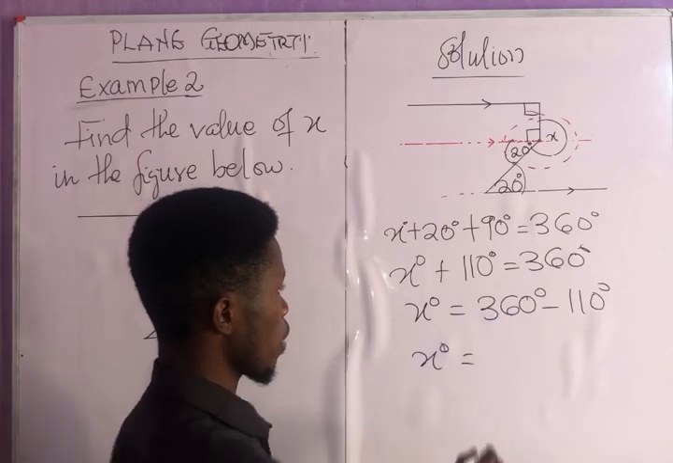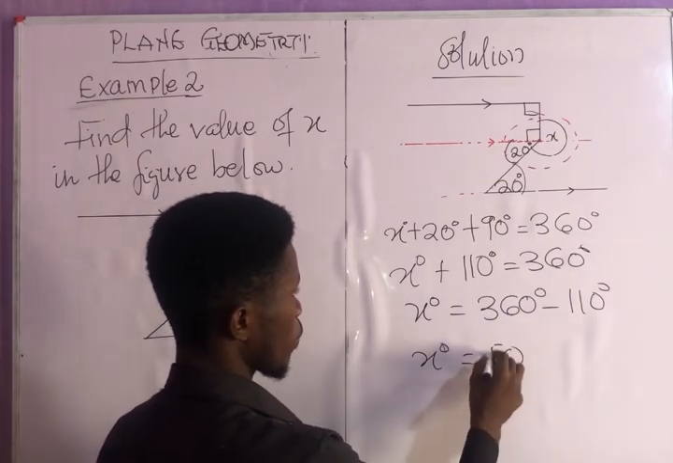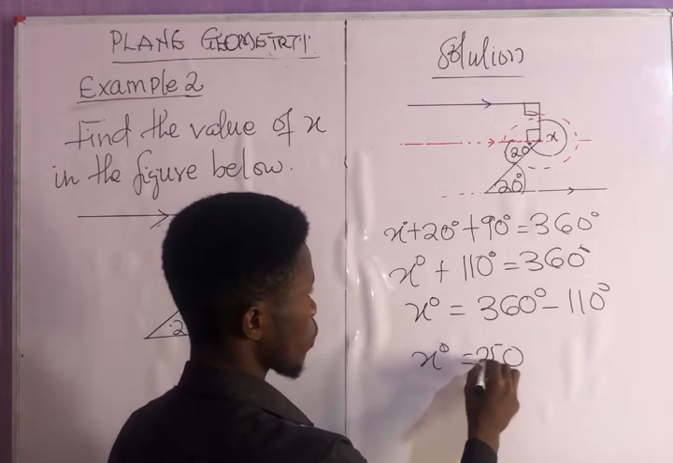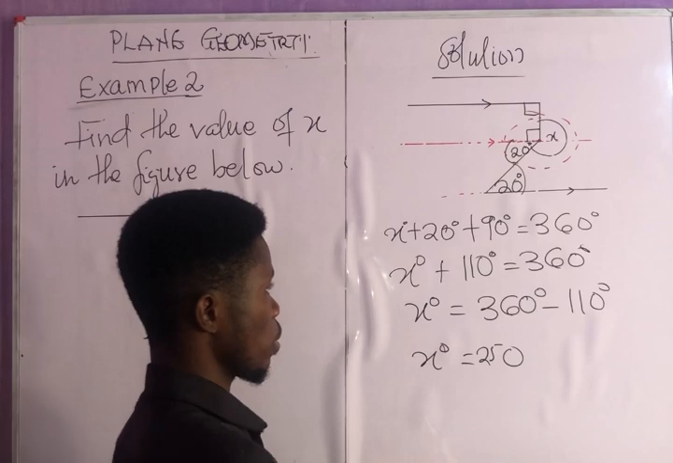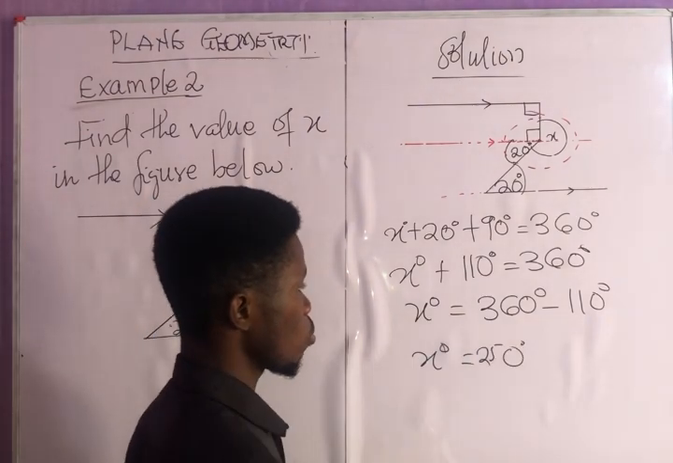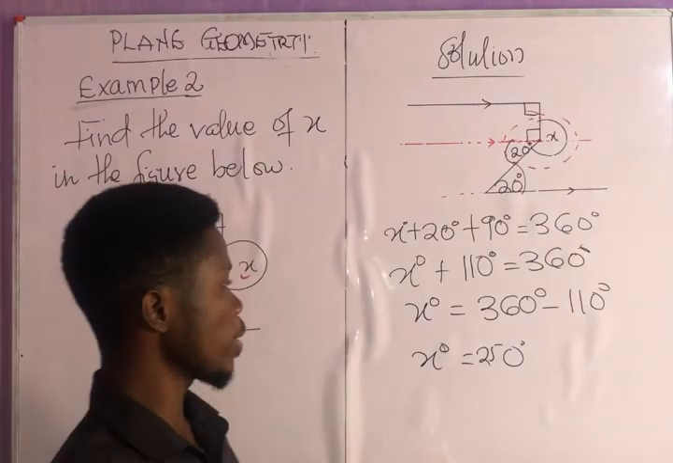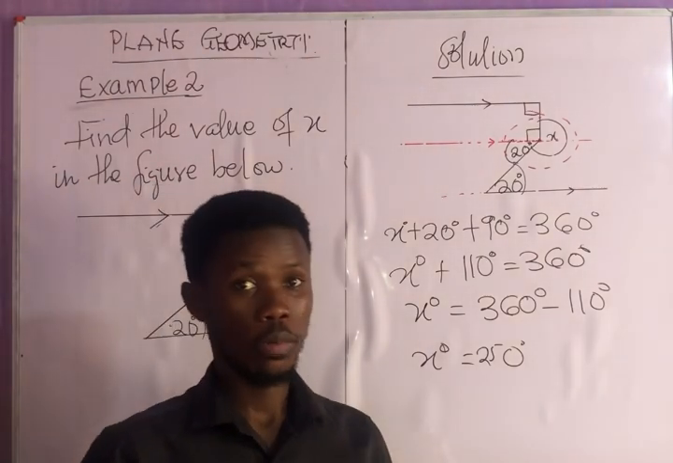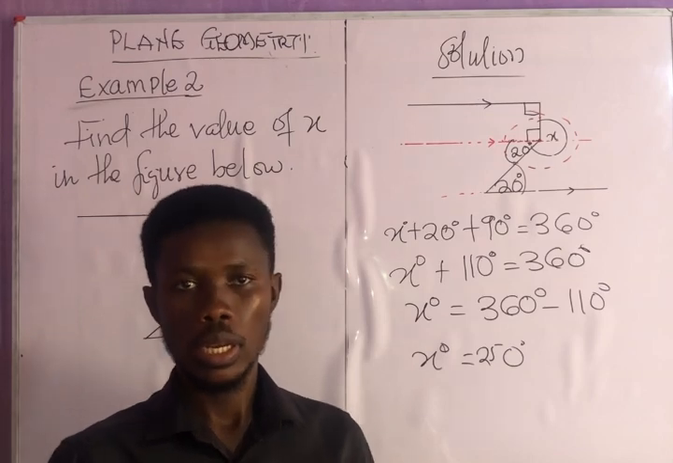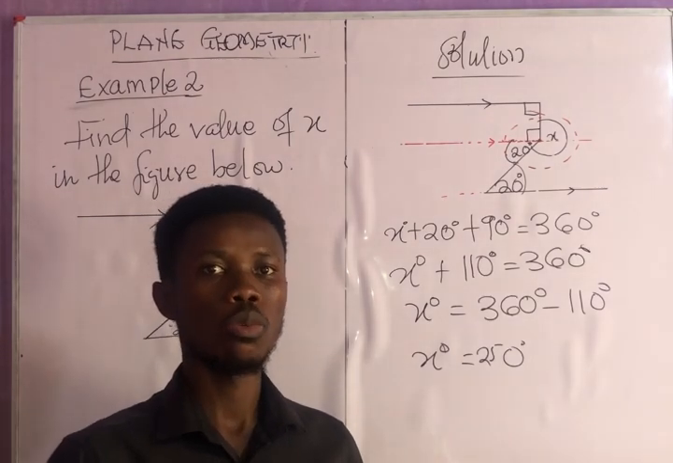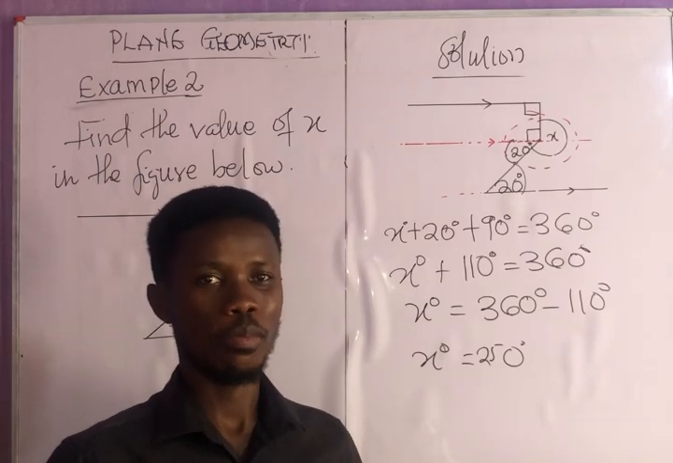0 minus 0, we have 0. 6 minus 1, we have 5. Then we have 2, so X is 250 degrees. And I think this is very simple. It tells you that for some of the figures, you have to add some information to them before you'll be able to solve them. Now let's also look at another interesting example.